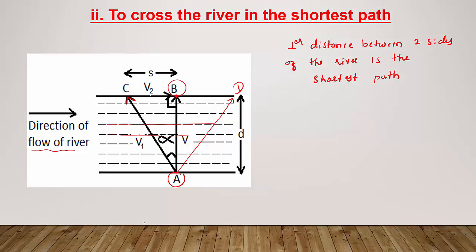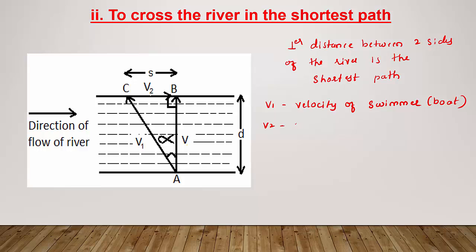That's why the swimmer has to swim in the upstream direction. From A to C he has to swim, but because of the river flow, he will reach the point B. This is the shortest path to cross the river. Now you can observe this diagram. In this diagram, V1 and V2 indicate the velocity of swimmer and river. V1 is the velocity of the swimmer, or you can take a boat. And V2 is the velocity of the river.